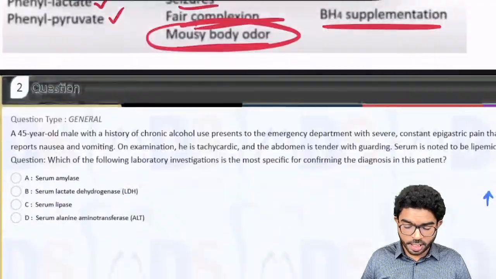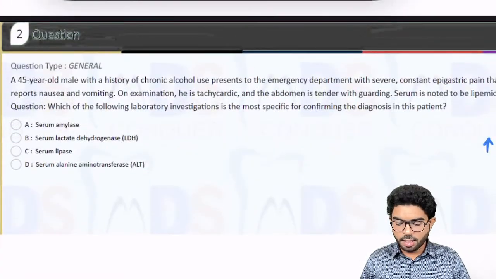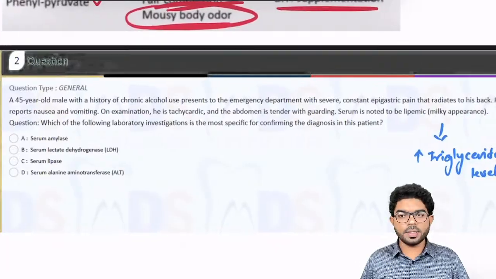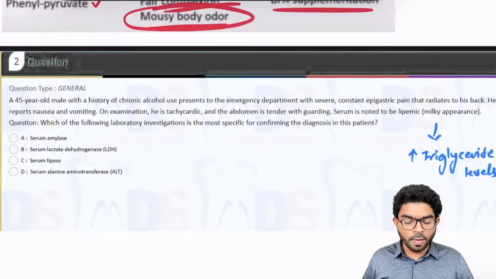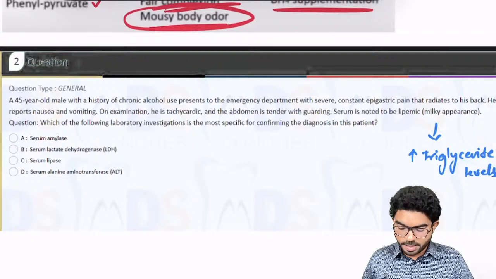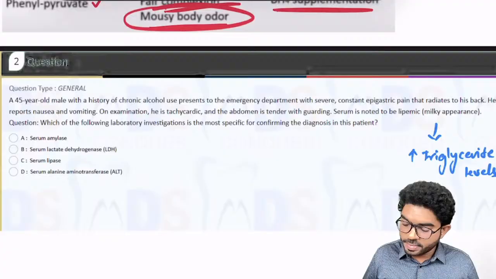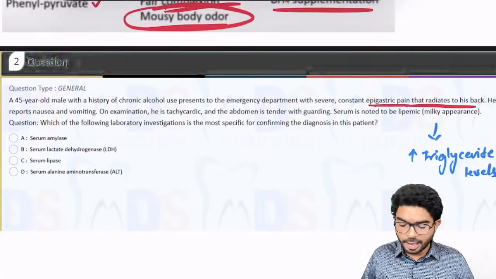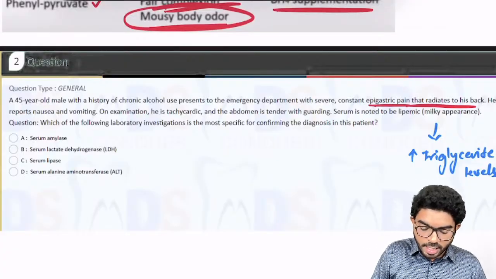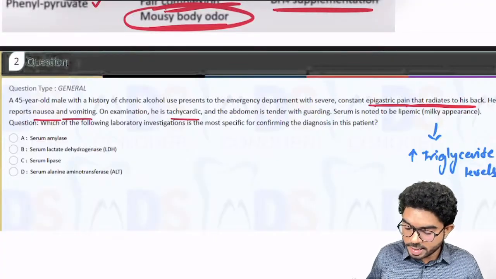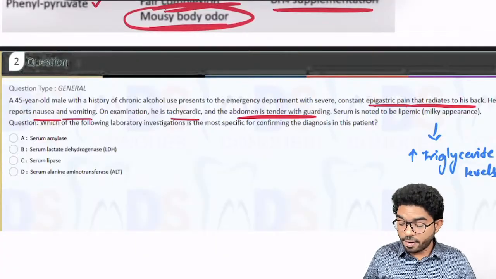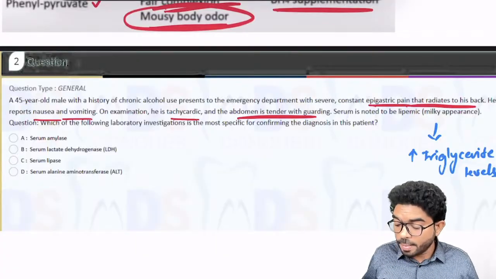I'm jumping into question number 2. I want to be a little quick, so please try to cope with the speed. Question number 2: a 45-year-old male with a history of chronic alcohol use presented to the emergency department with severe constant epigastric pain that radiates to the back. This is a very, very important clinical sign. He reports nausea and vomiting, and he has tachycardia and abdominal tenderness. Serum has been noted with a milky appearance.